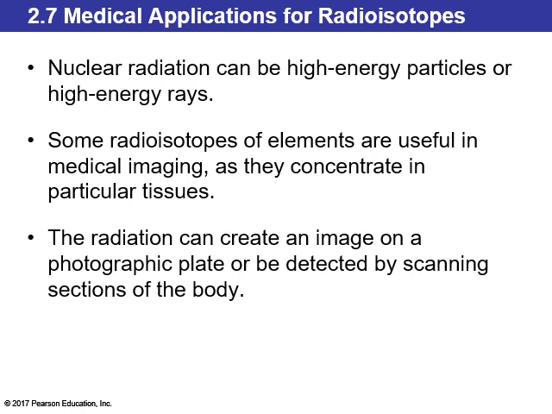Additionally, you could use a photographic plate behind the body, and you could expose someone to nuclear radiation that only passes through certain types of tissue. Say for an X-ray, you could pass X-rays, which are a form of radiation, and they won't pass through your bone and other dense materials. So you can develop an image along those lines using that technology. So there are different ways that we can use radioisotopes for medical imaging.